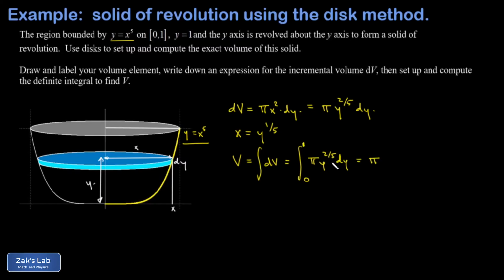And to get the antiderivative here, I add 1 to the exponent on y, that gives me a y to the 7/5. And then I divide by that number, which gives me a 5/7 out in front. I then evaluate as y goes from 0 to 1. Notice that when I plug in the lower limit, this expression vanishes. The only survivor there is the upper limit. And when I plug in y equals 1, I end up with a 5 pi over 7. And that's our volume, and we're done.